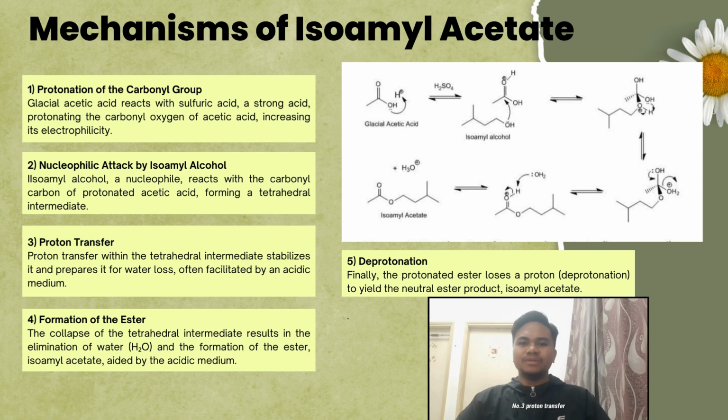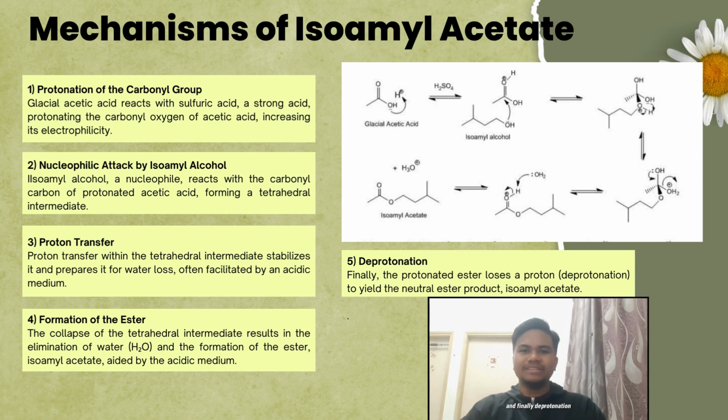Number 3, proton transfer. Proton transfer within the tetrahedral intermediate stabilizes it and prepares it for water loss, often facilitated by an acidic medium. Number 4, formation of the ester. The collapse of the tetrahedral intermediate results in the elimination of water, H2O, and the formation of the ester, isoamyl acetate, aided by the acidic medium. And finally, deprotonation. The protonated ester loses a proton to yield the neutral ester product, isoamyl acetate.